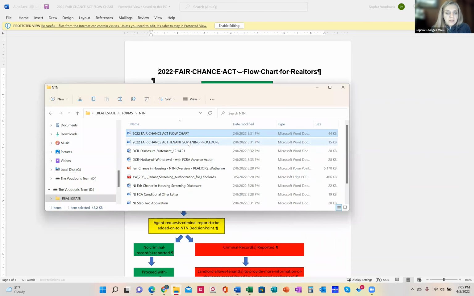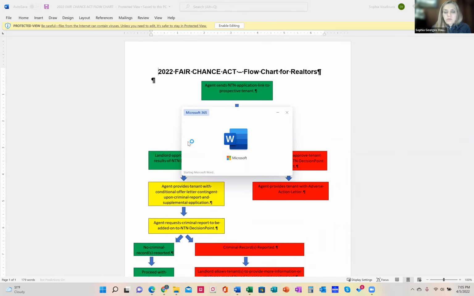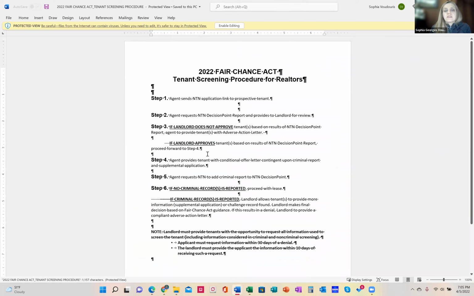And then let's see, screening, just kind of go through these really quick. This is the tenant screening procedure. You guys can follow. These again are all in DocuSign. It's basically just the flow chart, but written out.